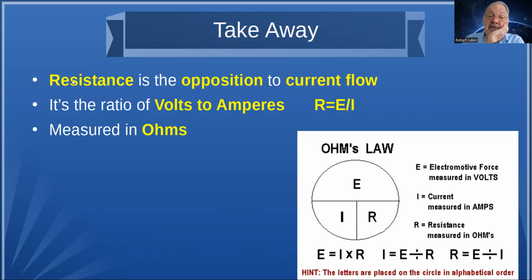And remember, there's a very good chance this question will come up. Resistance is the opposition to current flow. It's just a fundamental thing you need to know. It's the ratio of volts to amps. So that's why R is equal to E over I. And we measure it in ohms. Sometimes we represent it with the omega sign. And once again, if you have trouble remembering it, just try to remember to draw your little circle.